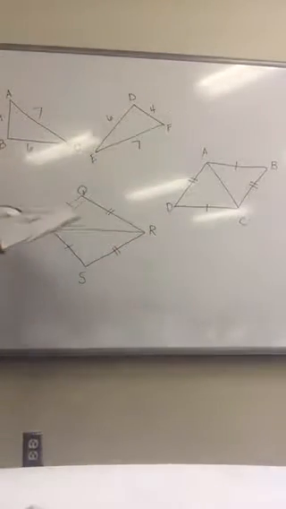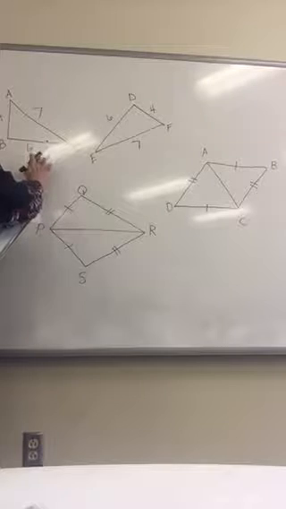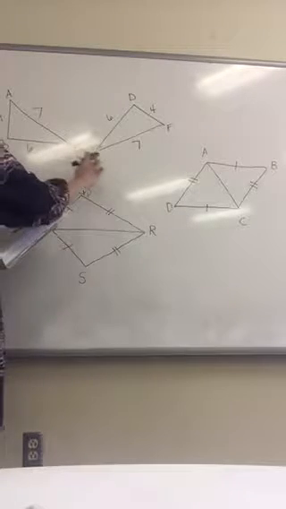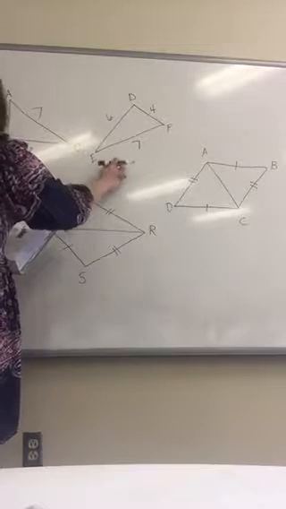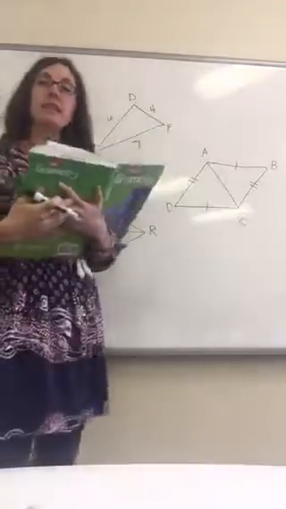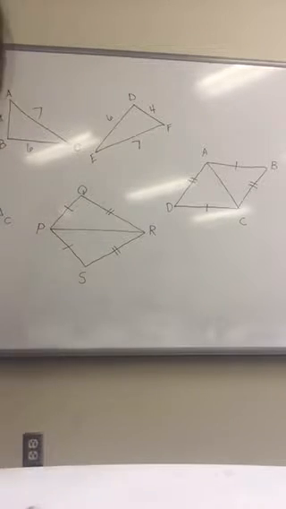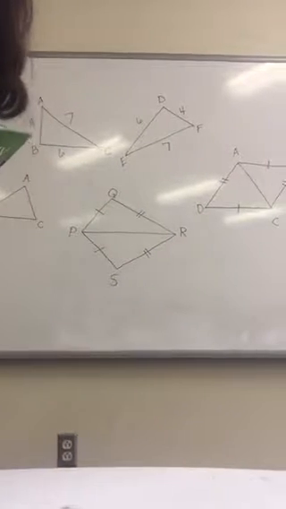All right, let's look at the top 2 triangles. If we know that 3 sides of one triangle are congruent to 3 sides of another triangle, then we know that those 2 triangles are congruent. So look at this. I'm trying to make sure that you can see all of that. Let me adjust the camera just a tiny bit.